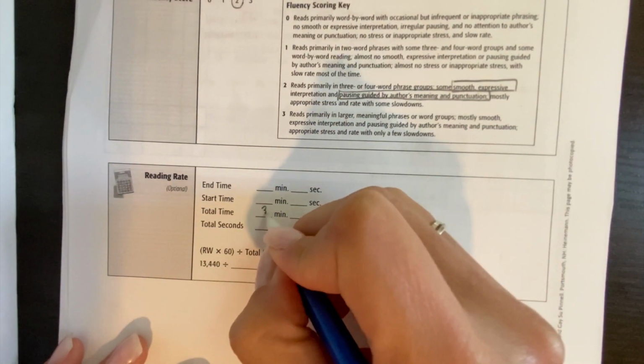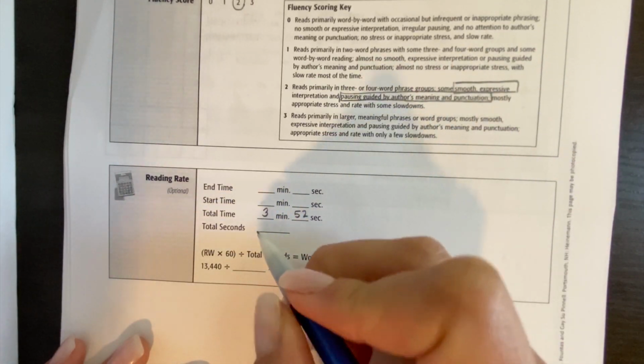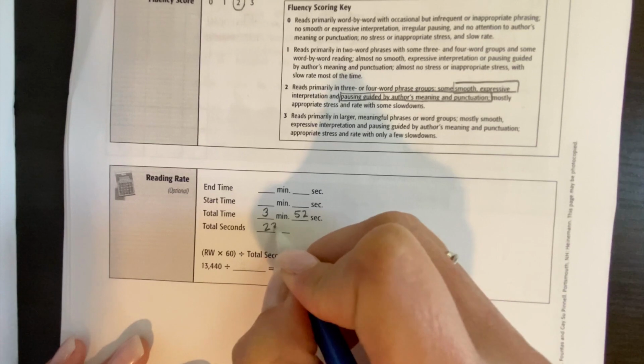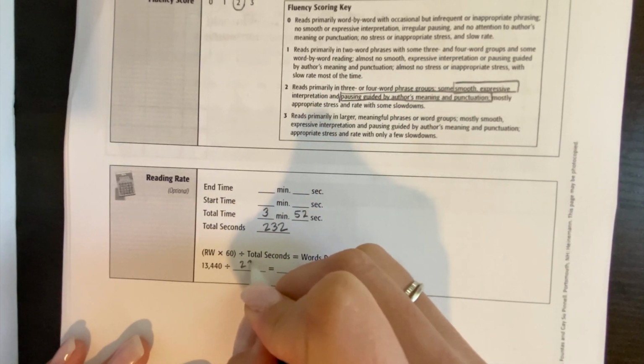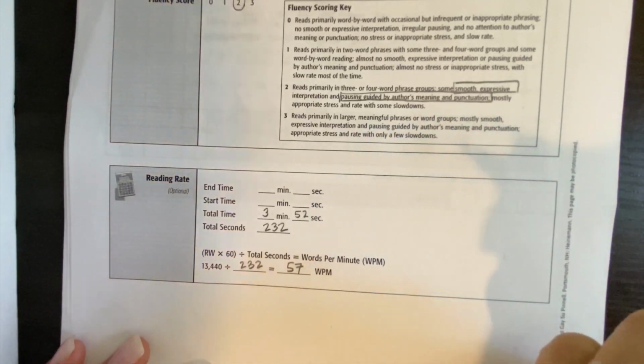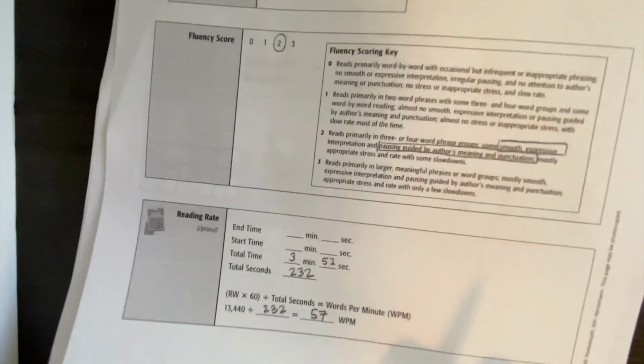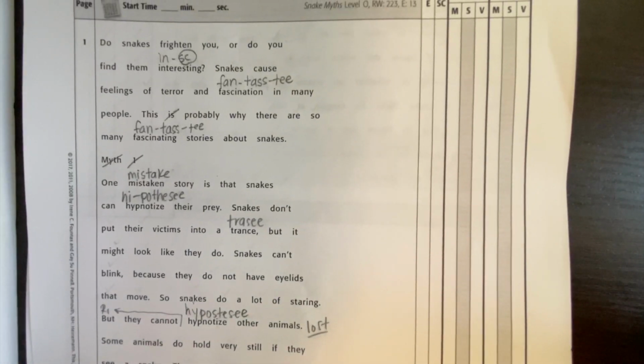The total time it took him to read the passage was 3 minutes and 52 seconds. So in seconds, that is 232 seconds. I plug it in down here, and he read at about 57 words per minute, and he was a 6th grader, so we want him to be reading at about 110 words per minute. So then after you do that, you can flip back and start counting up the errors and self-corrections.